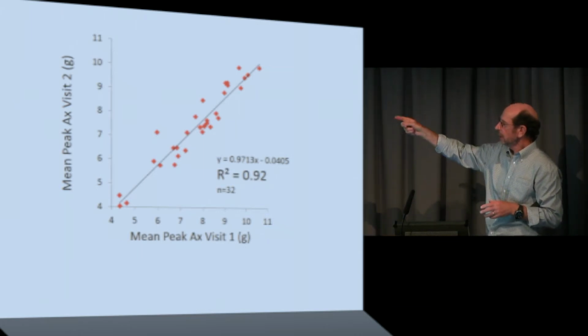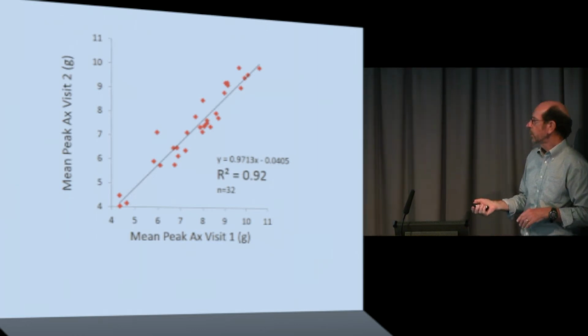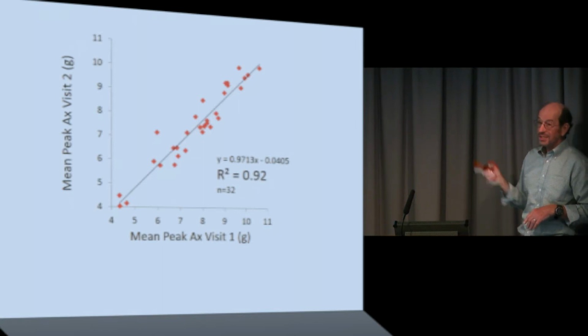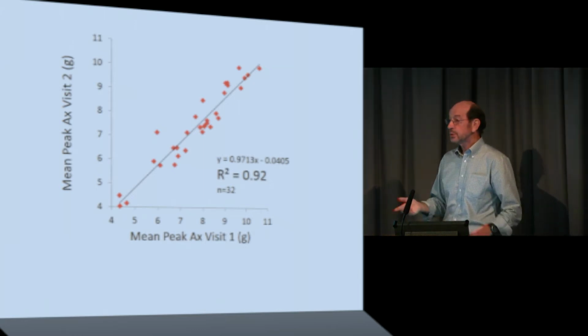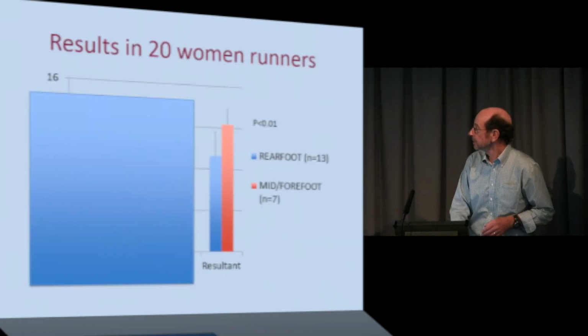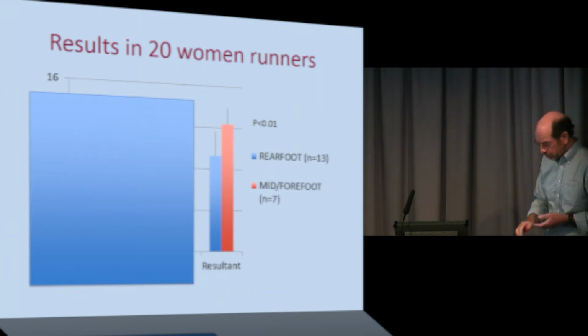But this is a reliability experiment where on 2 successive days we measured the peak tibial acceleration, day 1, day 2, and you can see that we have an R squared of 0.92. This is a very reliable technique. And this was taking the sensor off and putting it back on again, so you really can get good measurements. Now, I've got 3 components behind the bar, but I just want to show you this one.